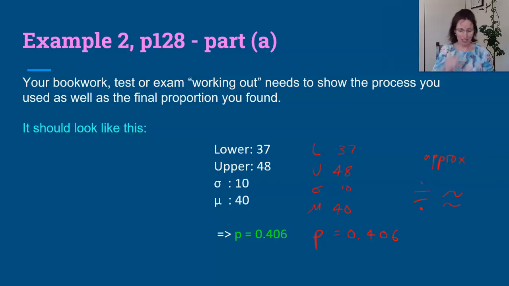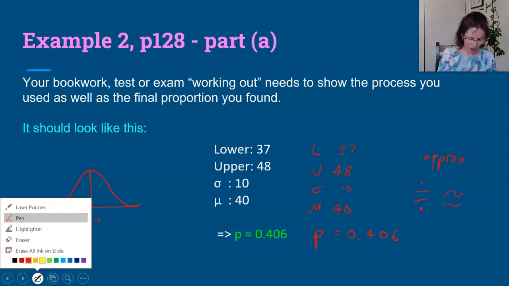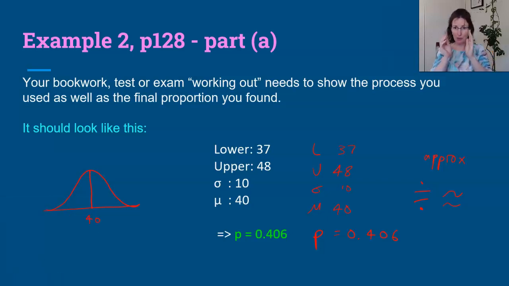I'd like a sketch of the bell curve. So it's really quick and simple. You draw the bottom line, draw yourself a curve, put the mean on. Always put the mean on, please. What was the mean? It was 40. And now let's have a think about what range we had here, between 37 and 48.